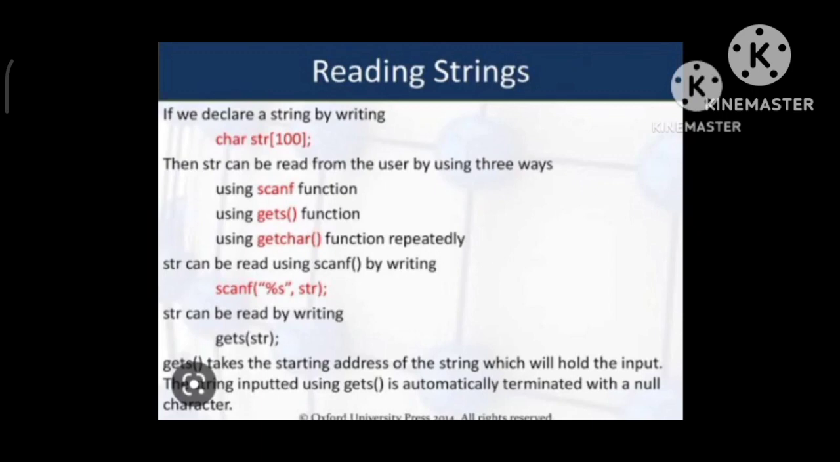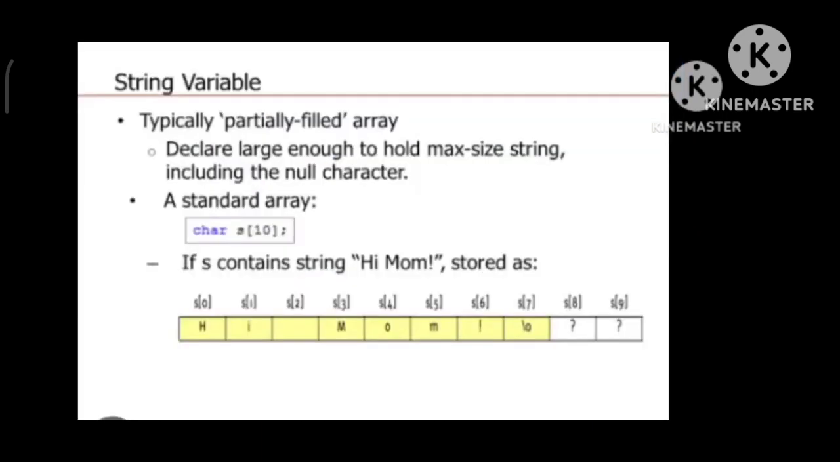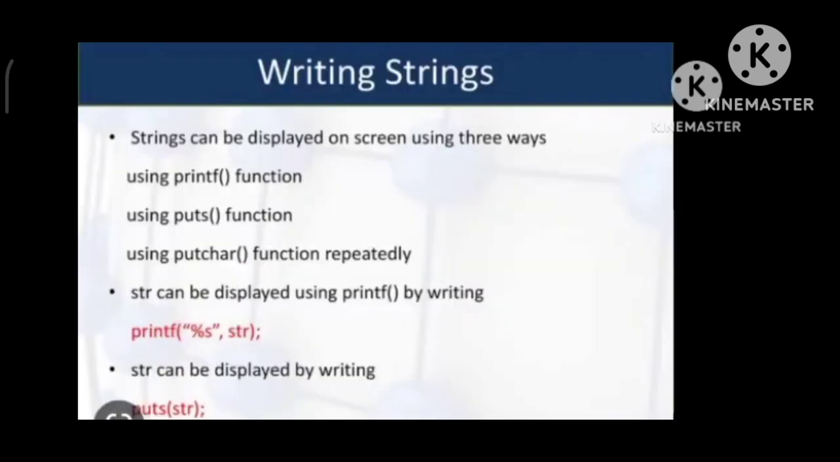Reading of strings. To declare a string variable, we typically use a partially filled array, declared large enough to hold the maximum size string, including the null character, for example char s[10]. If s contains the string "hi mom", it is stored as characters 1, 2, 3, 4, 5, 6, 7, 8, and the null character also takes a position in the string variable. So totally 1, 2, 3 up to 9.